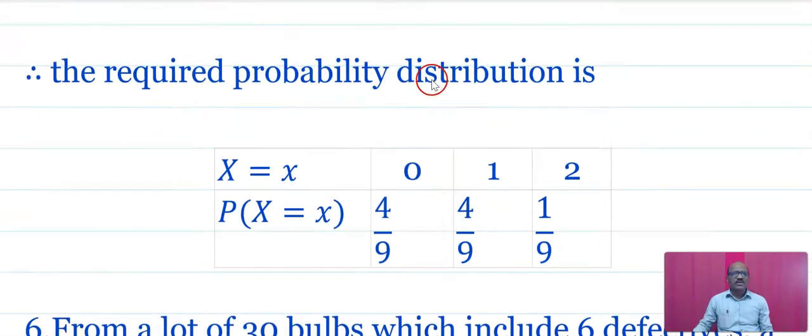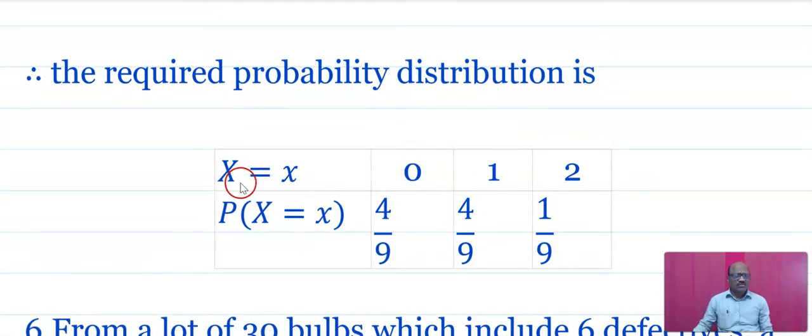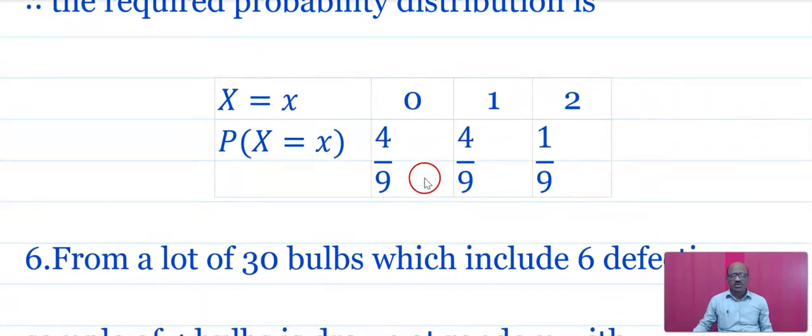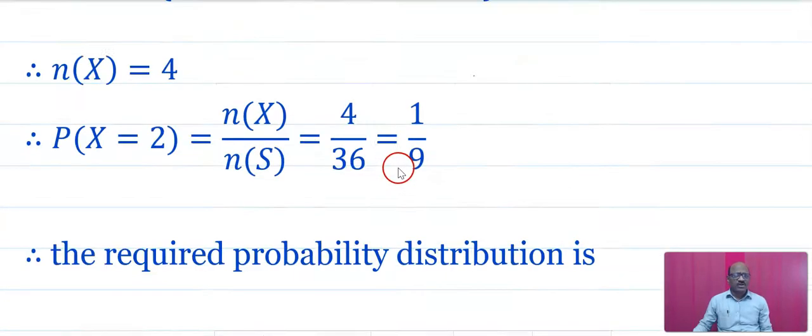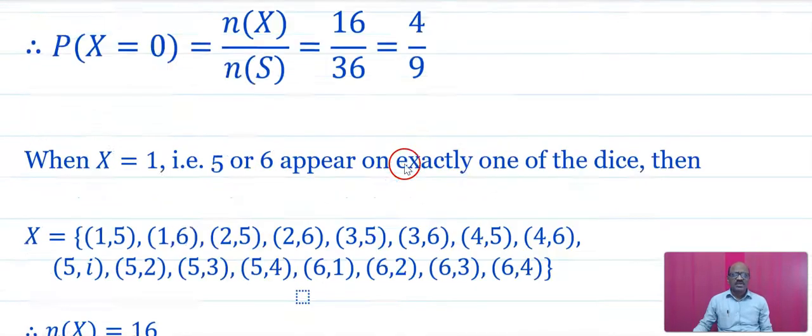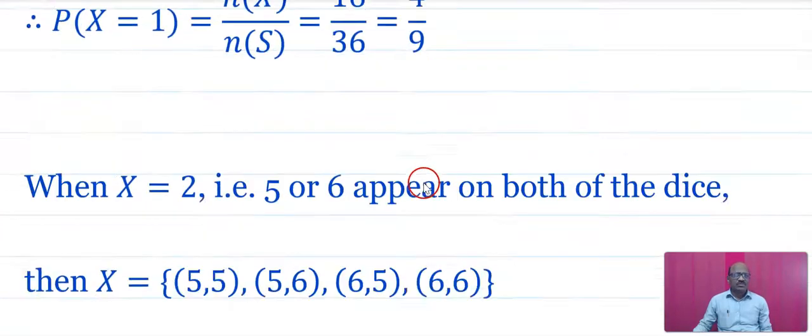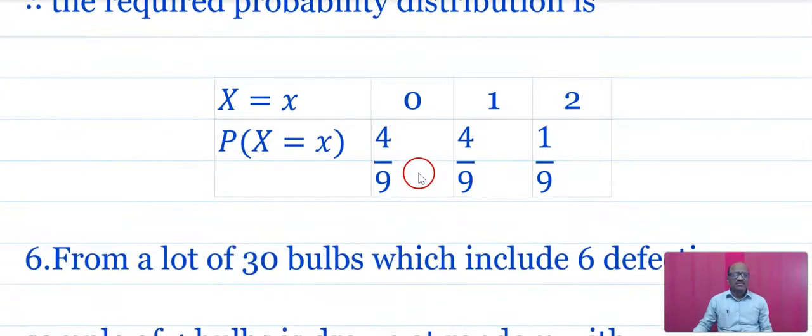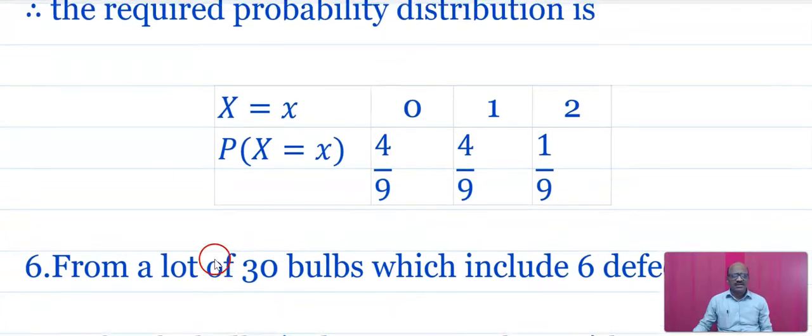The required probability distribution is P(X equals x), where x is 0, 1, 2, and its probabilities are 4 upon 9 for the first one, 4 upon 9 for the second, and 1 upon 9 for the third. Okay.